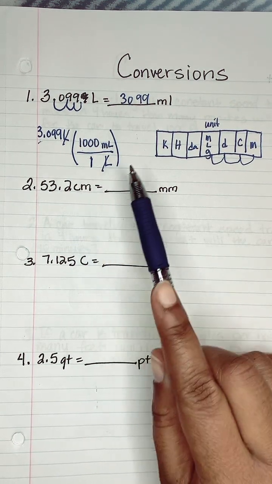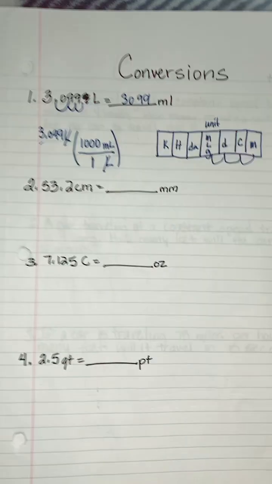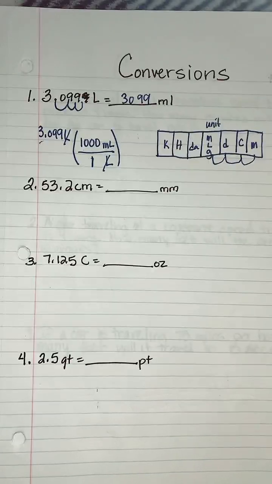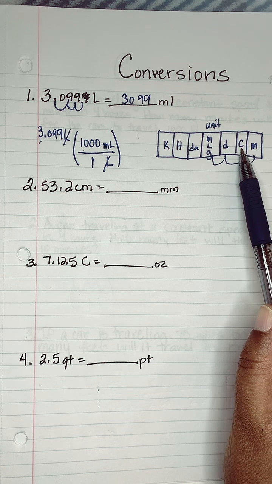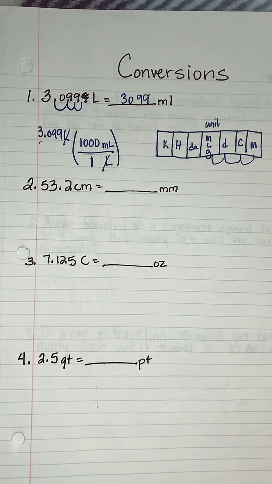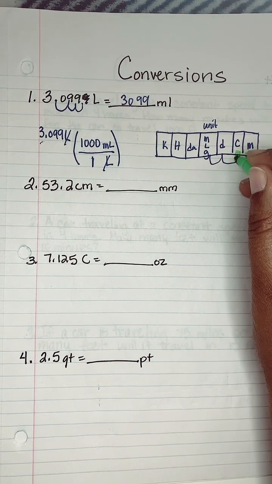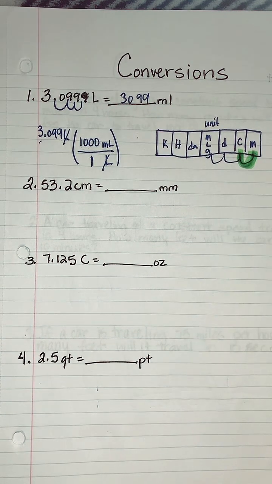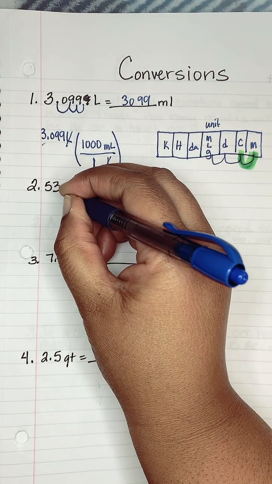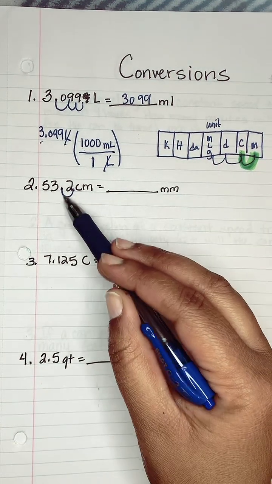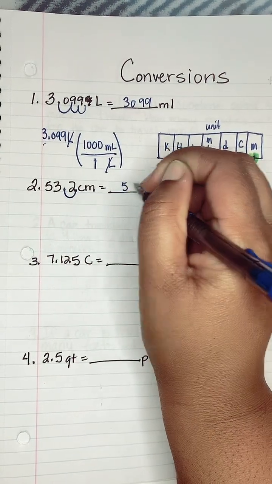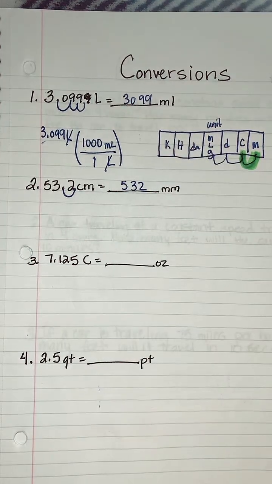We're going from centimeters, and then we're going to go to milli. Well, how many times are we moving? We're only moving 1. And since we're moving 1 space, which way are we going? We're going to the right. Then we get 5, 3, 2.